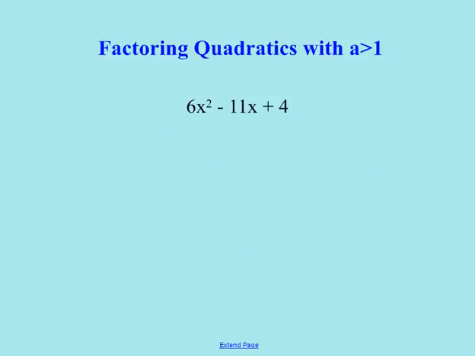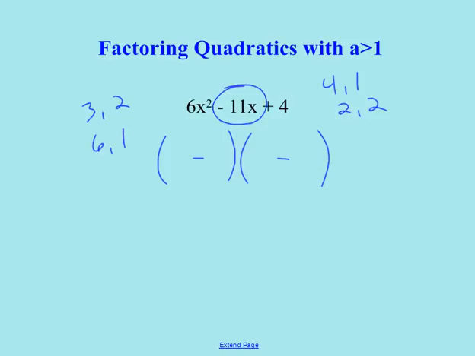All right, another example here, 6x squared minus 11x plus 4. Set up my parentheses. This time the second sign is positive, so I look at the first sign, and whatever it is, it goes in both. Factors of 6 will be 3 and 2 and 6 and 1. Factors of 4 will be 4 and 1 and 2 and 2. I need to end up with a middle term of negative 11x.